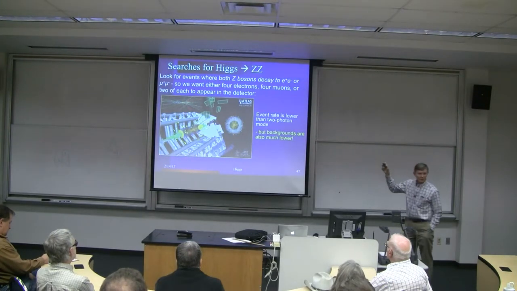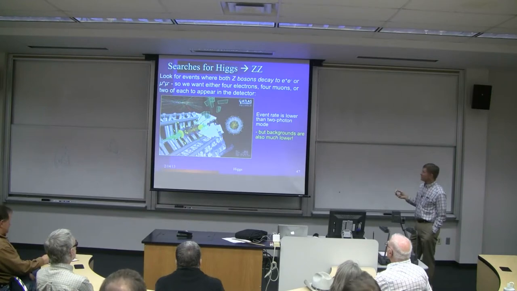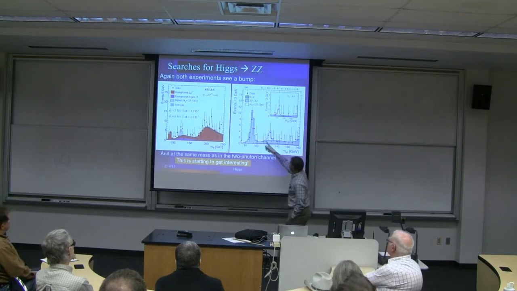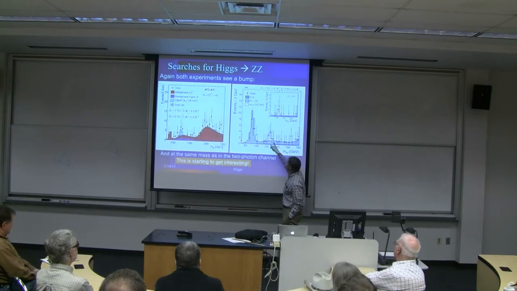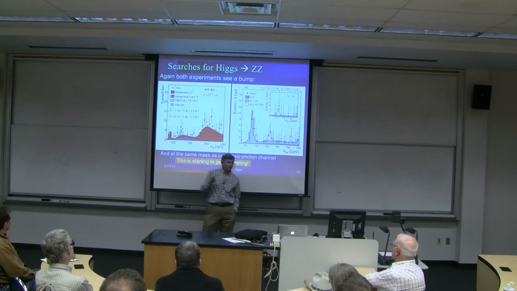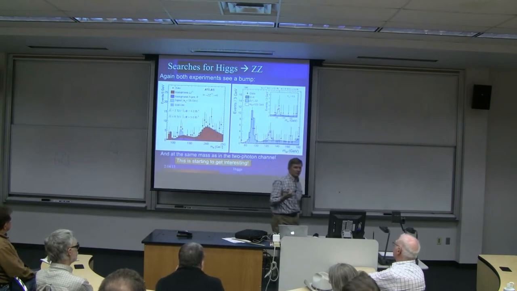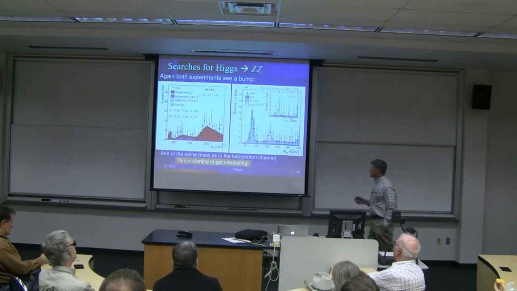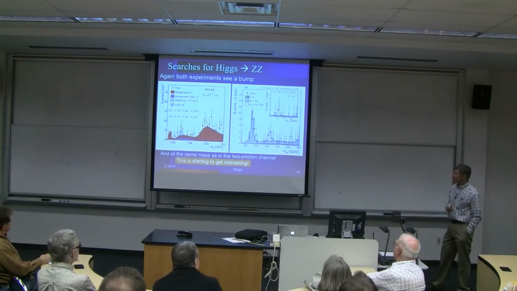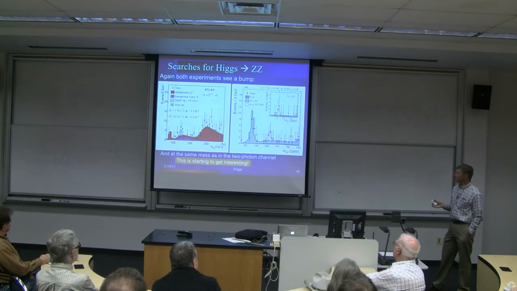But we also look for Higgs into ZZ. The Z can go to two muons. What you see here in red is a bump in four leptons. And the same thing in ATLAS, right here. So now we have two channels at the same mass as the two photon channel: two photon channel, four lepton channel. So it was starting to get interesting.